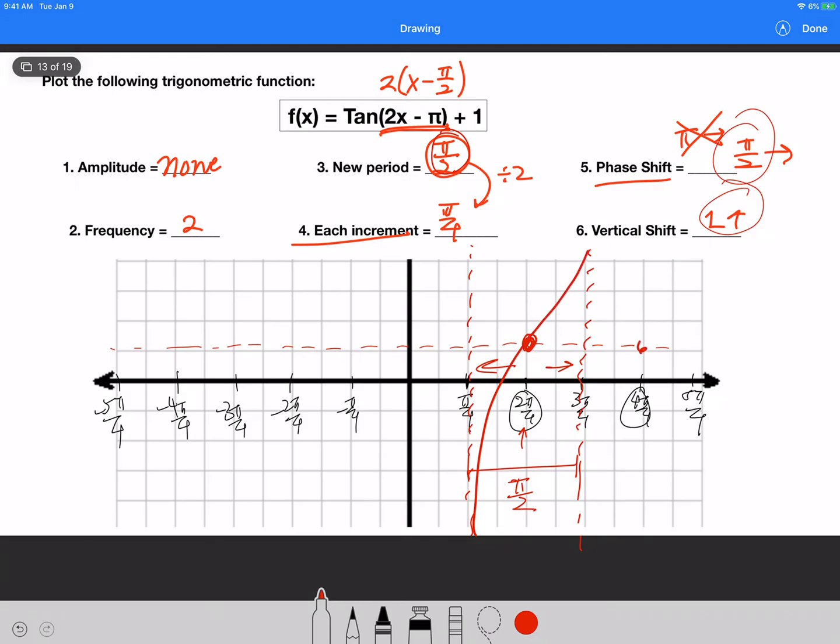And then another thing is going to happen at 4 pi over 4, and then we're going to draw it like this. And that's going to be an asymptote. And another one's going to happen right here. Oh, it's going to be like this, and that's going to be the asymptote. And you get the idea.